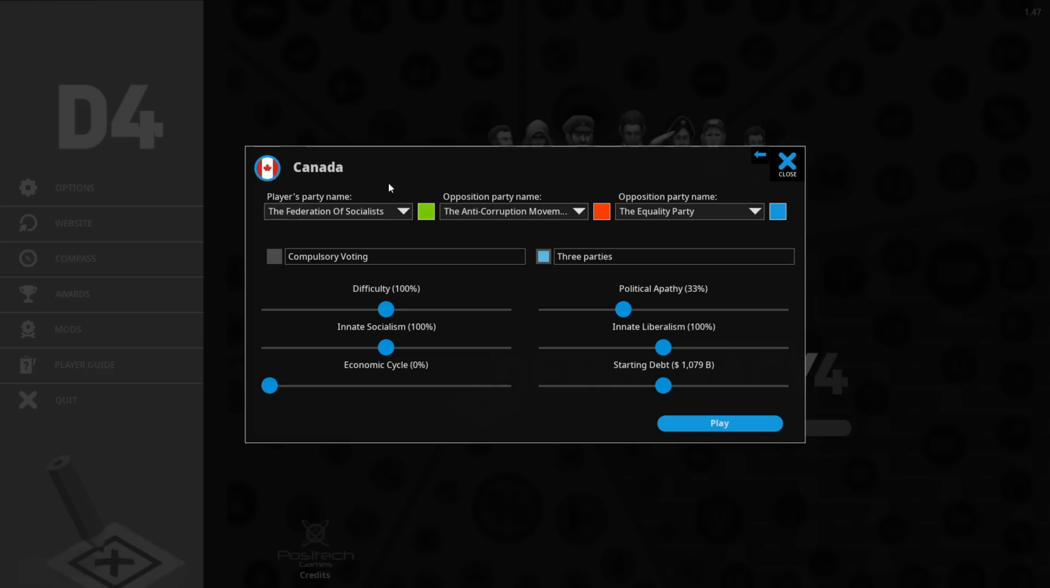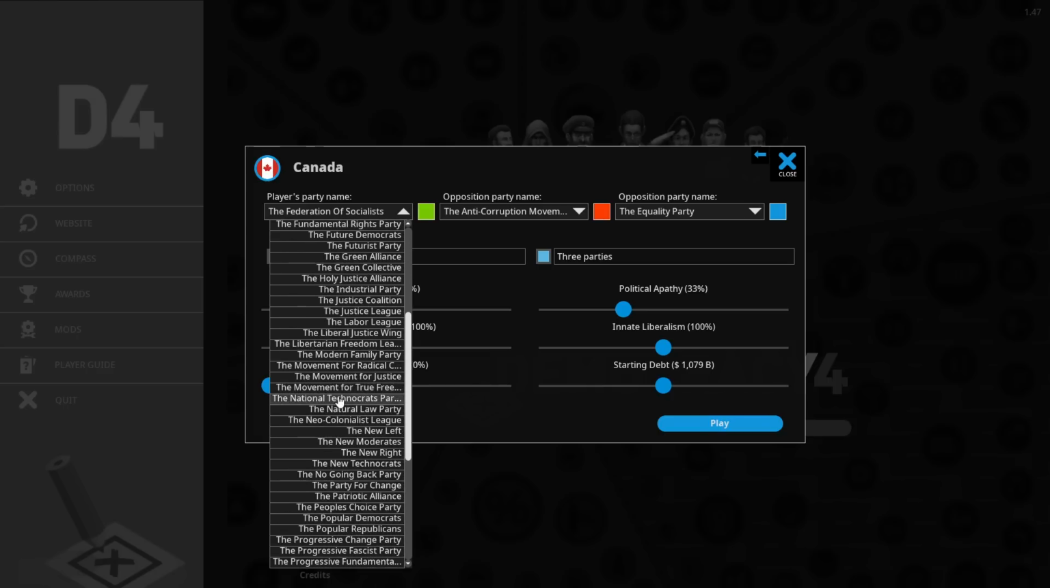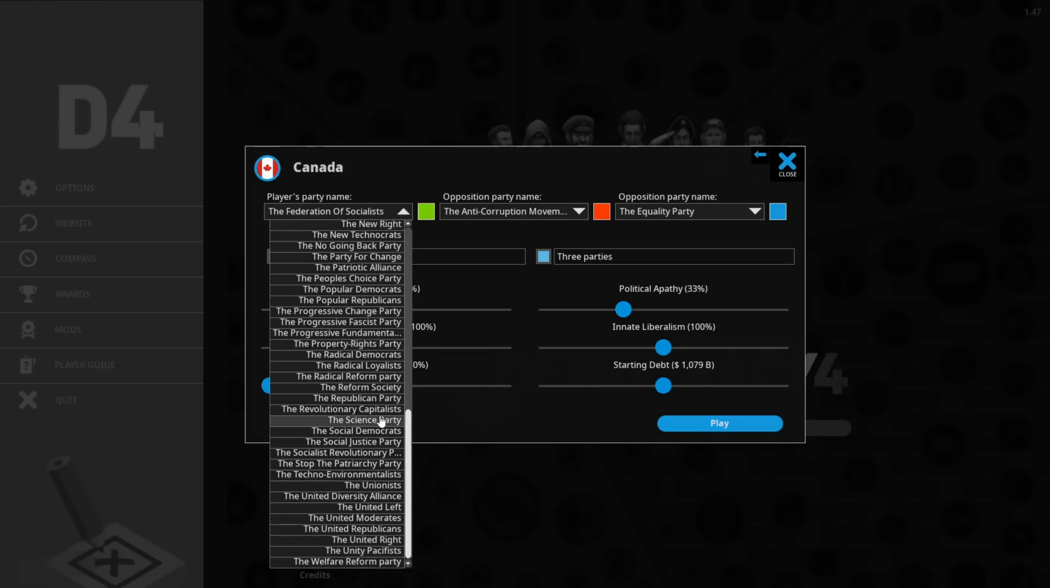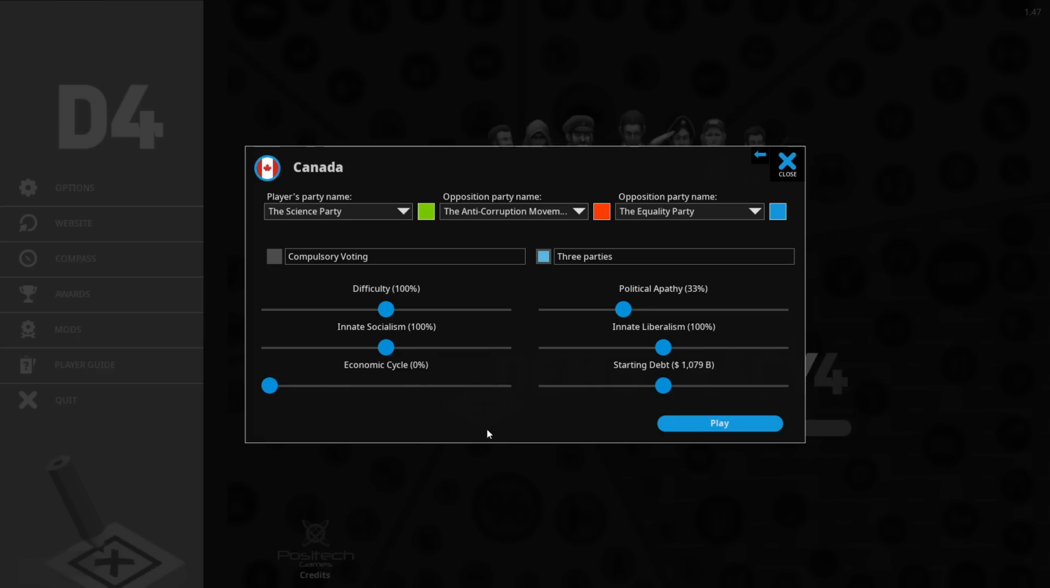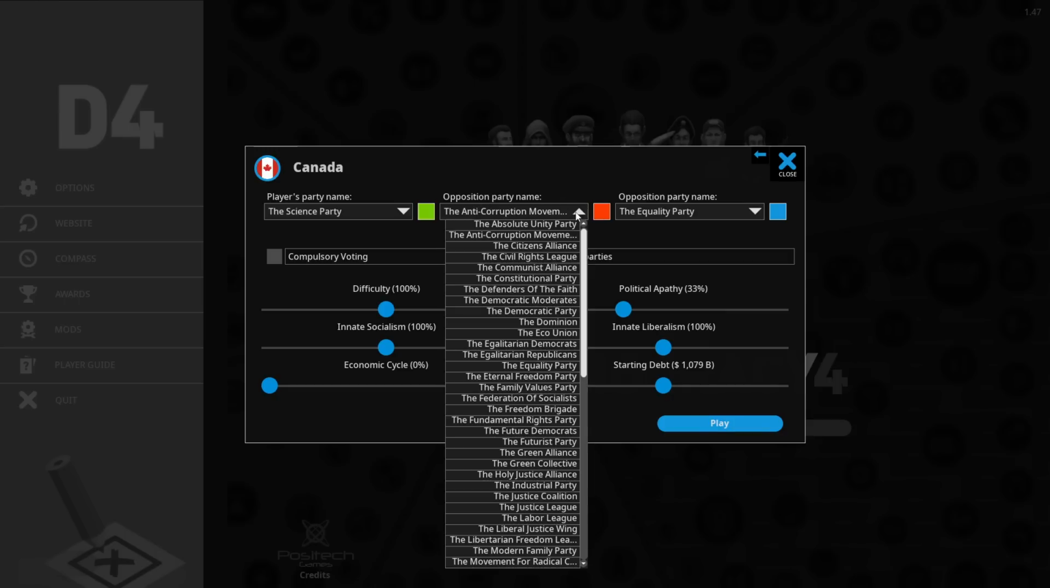You do get to choose your party name. There's a large list of predefined party names over here. You can choose anything. Hey, we could be the science party. Ain't no party like a science party, because in a science party... I don't have a punchline, I'm sorry. I like how we'd be opposed by the anti-corruption movement. Does that imply we're corrupt? I don't know. Maybe we can pick something else.